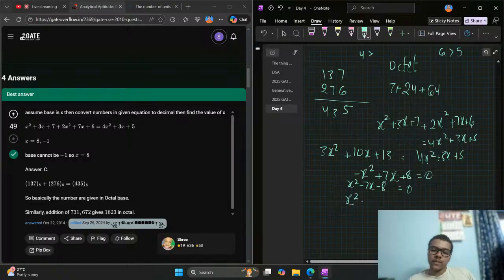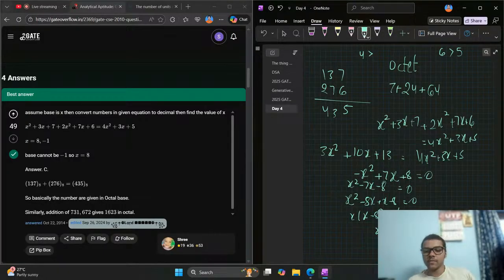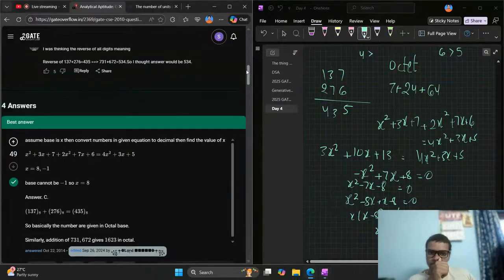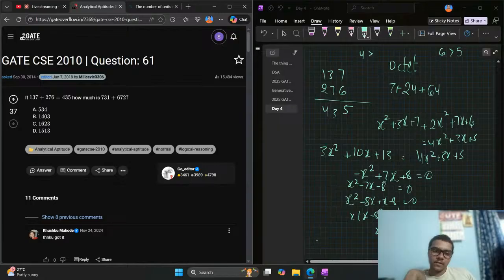So x square minus 8x plus x minus 8 is equal to 0. If you take x common, x minus 8, plus 1 common, x minus 8. X can be either minus 1 or 8. Base cannot be negative, so it is octal base. So expand this. It is octal base here.